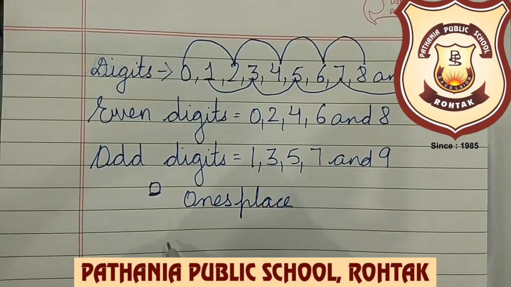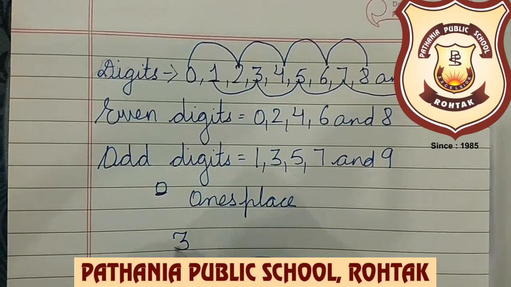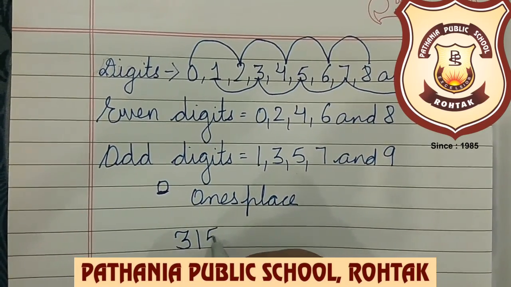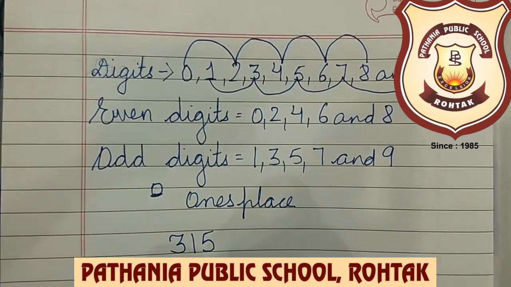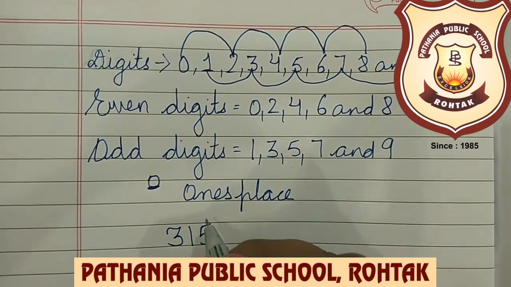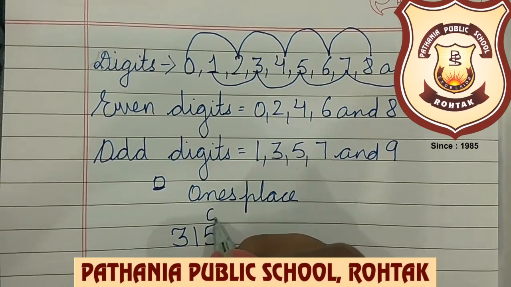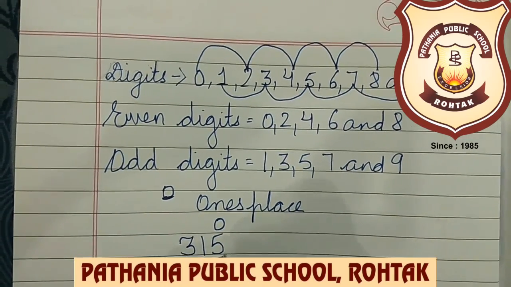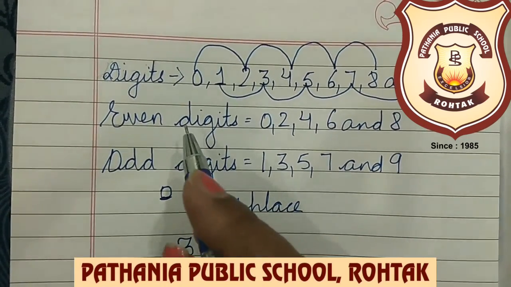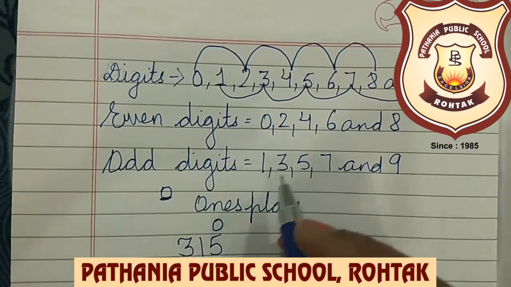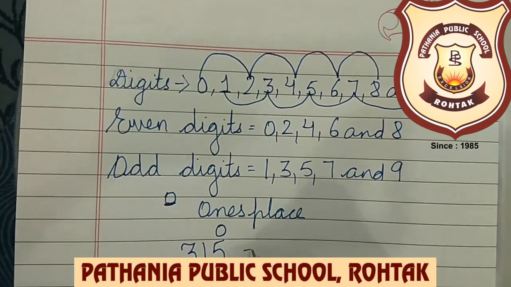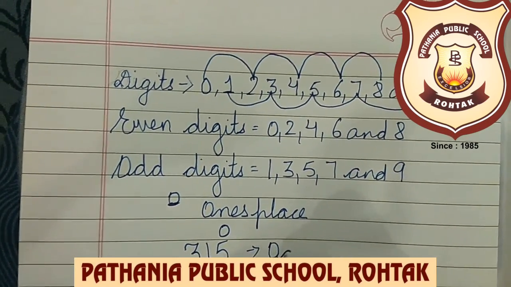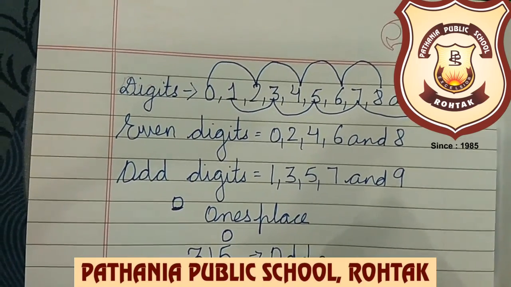Now I'll give you some examples. If I ask, tell me, is 315 an odd number or an even number? So how will you identify? You will look at its ones place digit. Now its ones place digit is 5. Now is 5 an odd digit or an even digit? Yes, it is an odd digit. So 315 is an odd number.